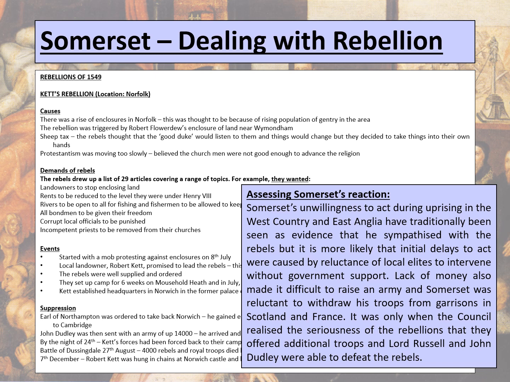And so it takes time before the council actually starts to realise that these rebellions are getting really serious, before they ask for additional troops from people like Lord Russell or John Dudley, who step in to help Somerset. And that's again where we see John Dudley really rise to power, as he demonstrates himself as a more worthy leader than Somerset in these rebellions.